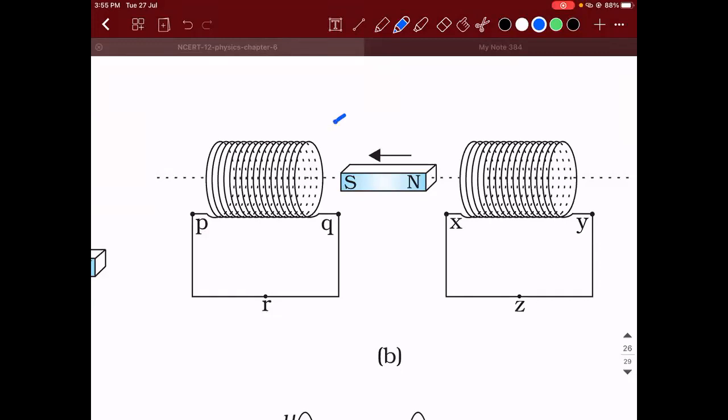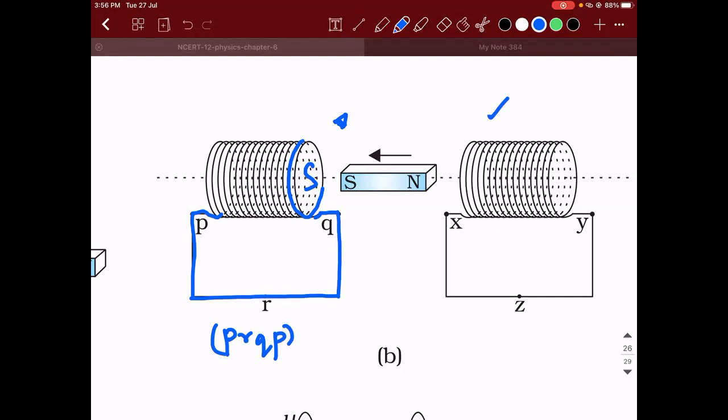So if you have your eye here, south pole is moving closer, so this will act like south pole. What will be the direction of current? Clockwise. So when it is clockwise, the current will first go here. Again, it keeps on going, and in the last loop the current will come out like this and go in this manner. So answer will be PRQP.